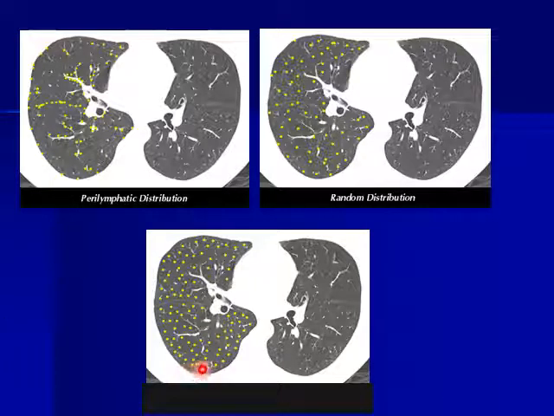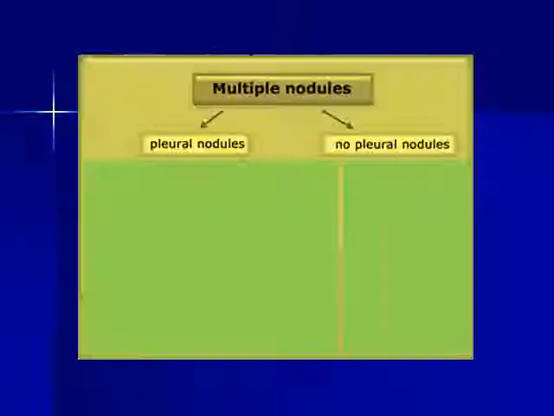Now look for these. Most of the nodules are away from the pleural surface. This is the fissure, nicely seen. But the nodules are away from this fissure. It means that we have centrilobular nodules.